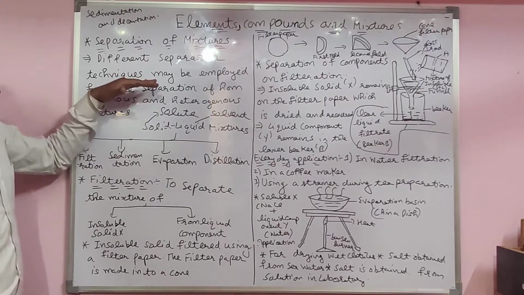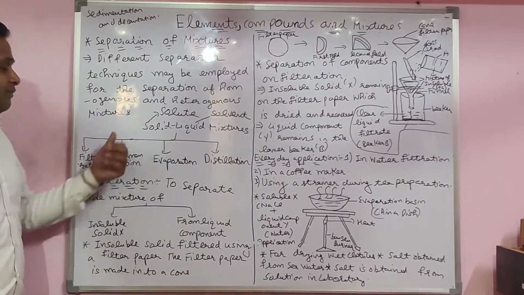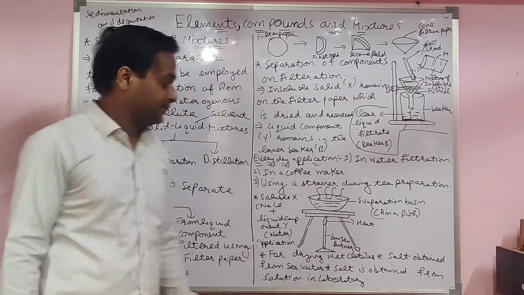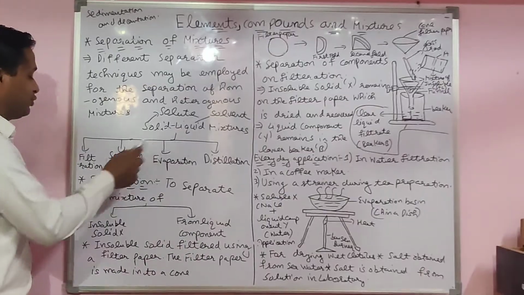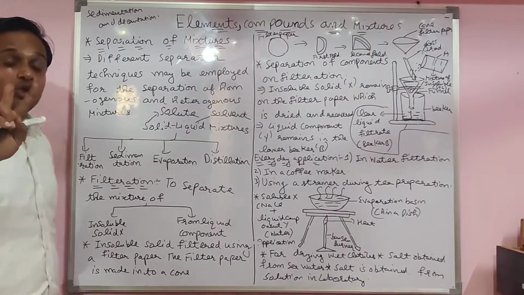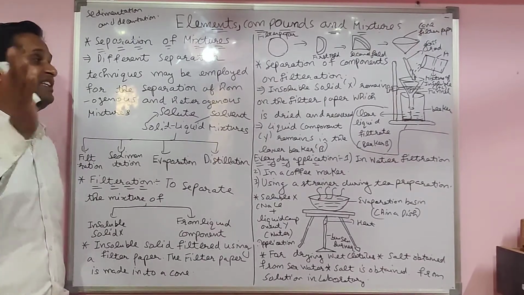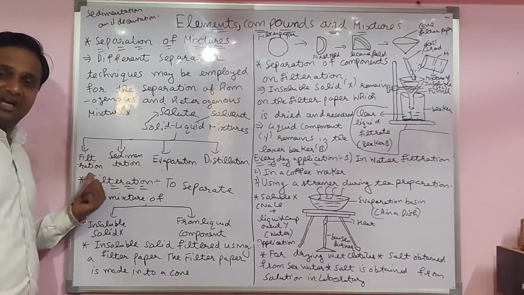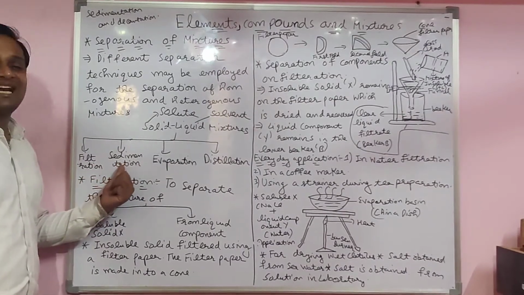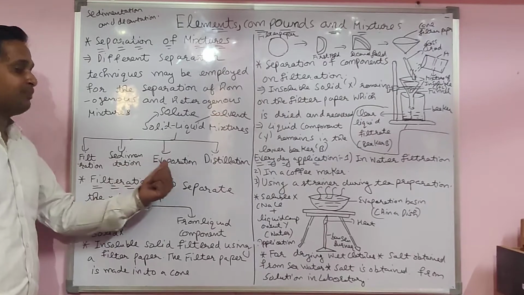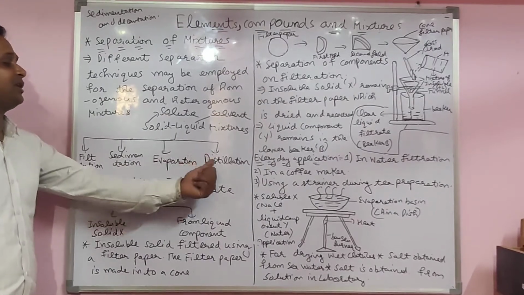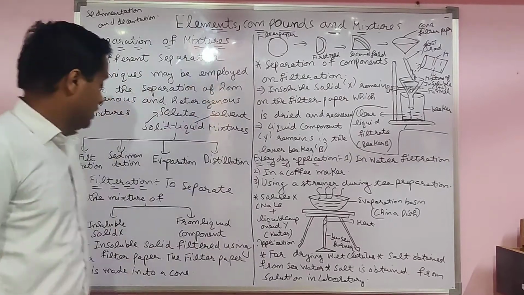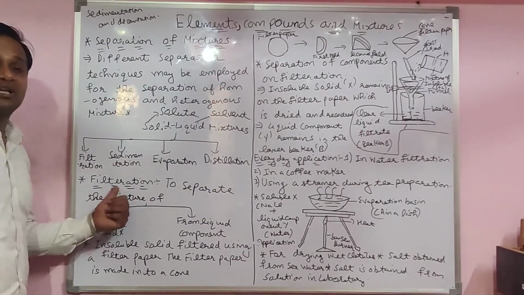Now different separation techniques are there. First of all, we have to discuss solid-liquid mixtures. Here you have to see there are two types: one is soluble, one is insoluble. So different methods we have to use. First one is filtration. Second one is sedimentation and decantation. Third one is evaporation. And the fourth one is distillation. First of all, we discuss filtration.